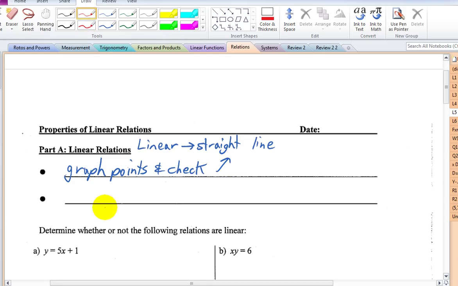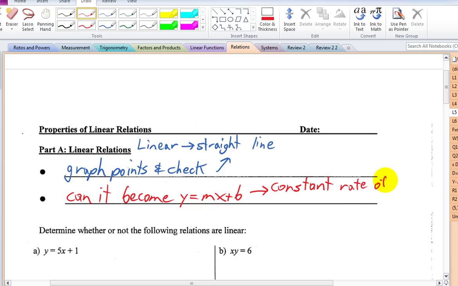The other thing you can do, if you're given the equation, is can it become y equals mx plus b? This allows you to see that it has a constant rate of change. So that is a big indicator, having a constant rate of change of a linear relation. If it's constant, that means your slope stays the same throughout. So you'll get a linear relation.